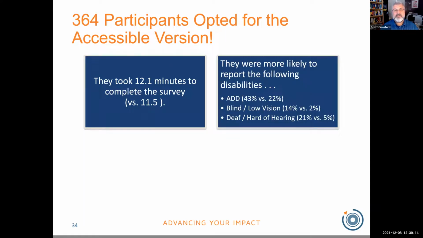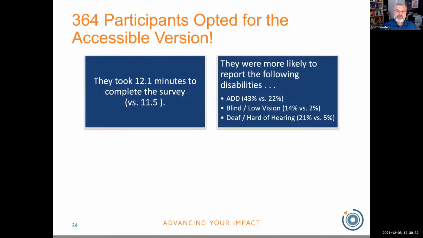They were more likely to report some types of disabilities, including ADD, 43% versus 22%. They were more likely to indicate that they were blind or had low vision, 14% versus 2%. They're more likely to indicate they're deaf or hard of hearing, 21% versus 5%.